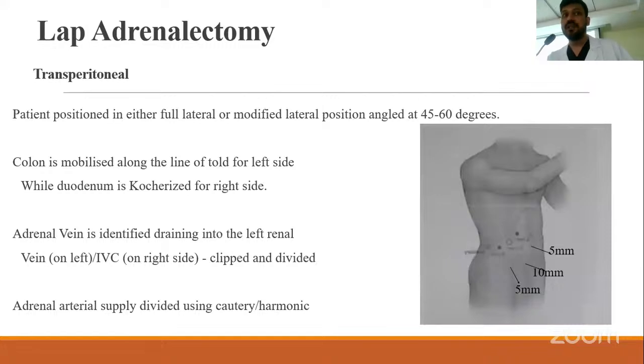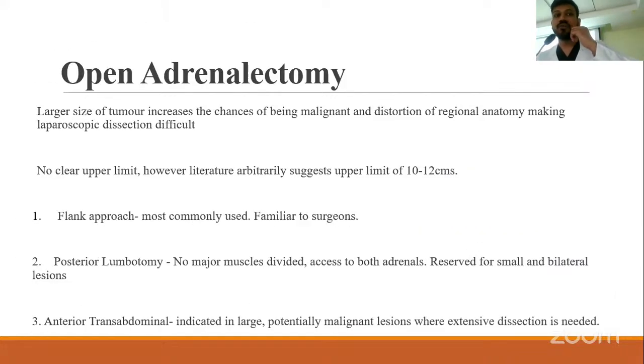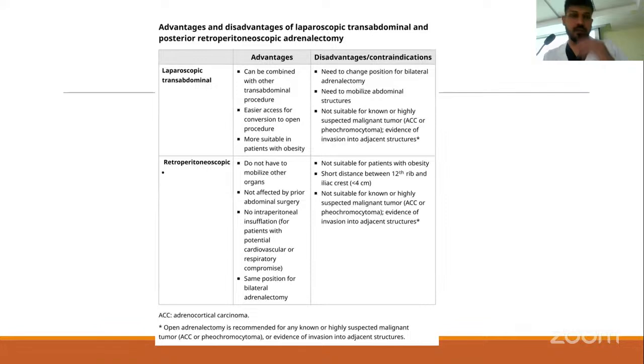Laparoscopic adrenalectomy can be done using transperitoneal and retroperitoneal approaches. Open adrenalectomy is done in tumors of large size, usually more than 6 centimeters, and in which malignancy is suspected. Laparoscopic transabdominal surgery advantages are that it can be combined with other procedures as well, and there's easier conversion to open, and it is more suitable in patients with obesity. However, if we have to do bilateral surgery, then we have to change the position of the patient.